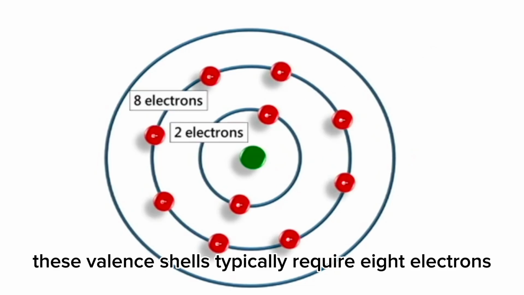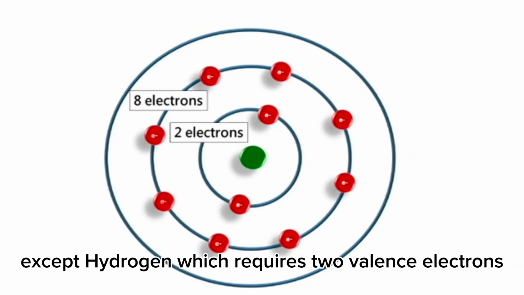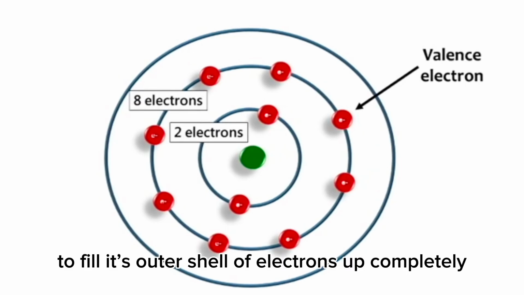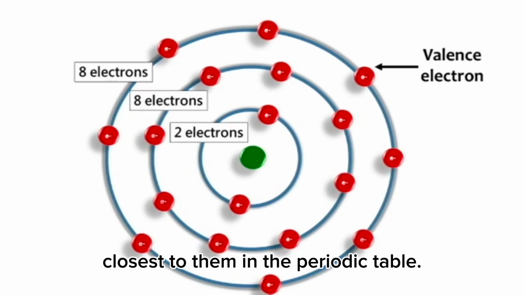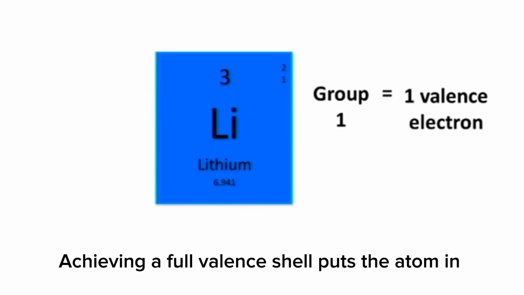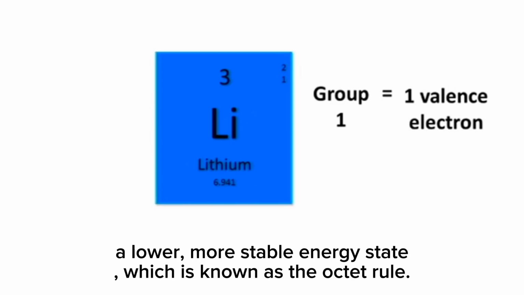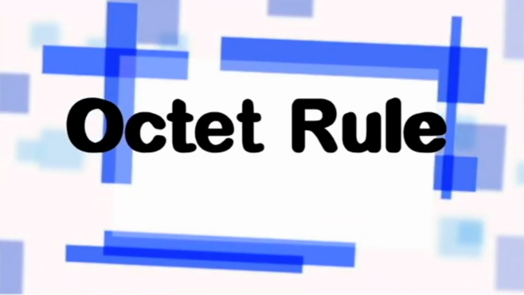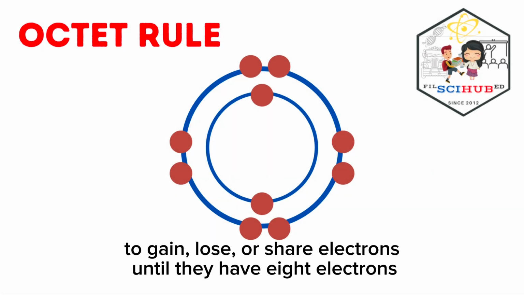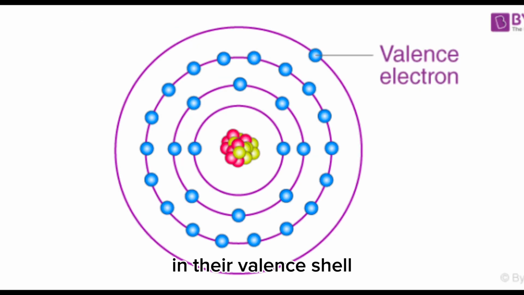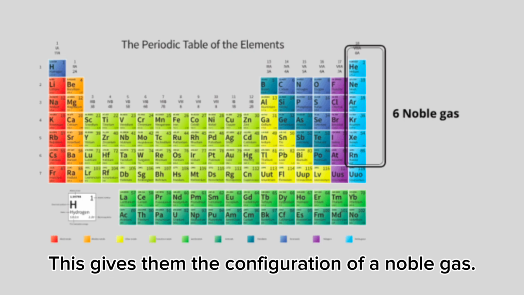These valence shells typically require 8 electrons, except for hydrogen, which requires 2 valence electrons to fill its outer shell of electrons up completely. This gives them the electron configuration of the noble gas closest to them in the periodic table. Achieving a full valence shell puts the atom in a lower, more stable energy state, which is known as the octet rule. The octet rule says the majority of atoms tend to gain, lose, or share electrons until they have 8 electrons in the valence shell. This gives them the configuration of a noble gas.